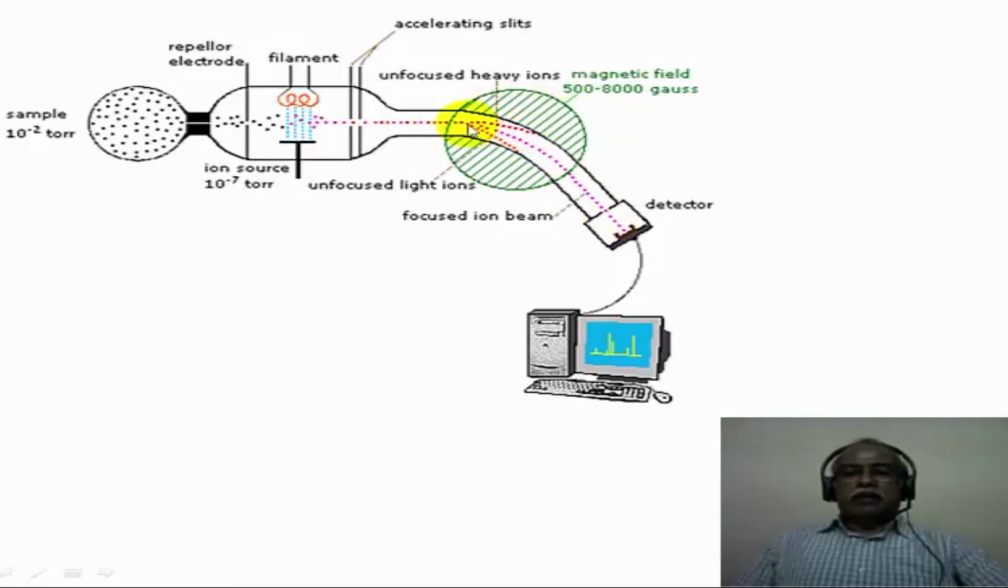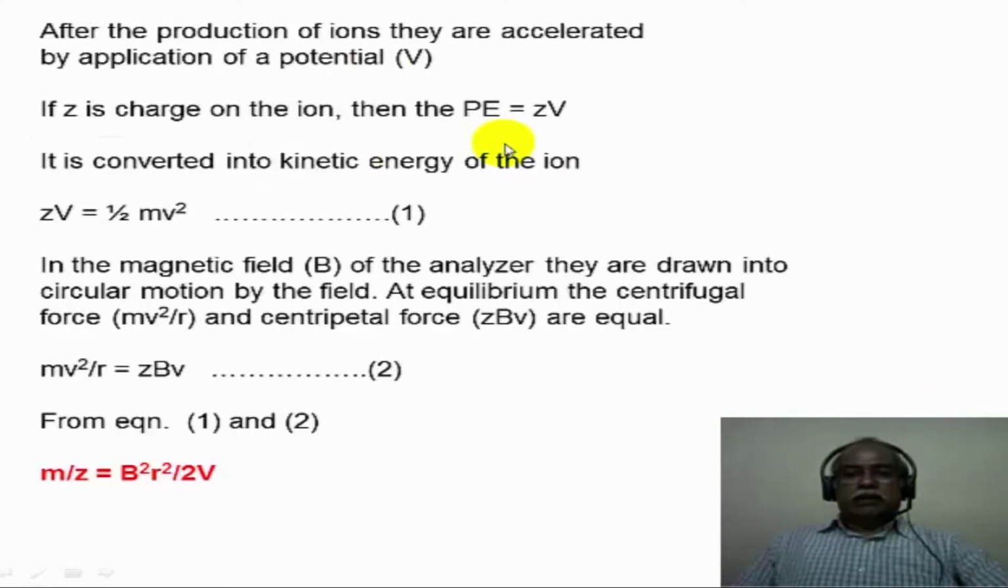Those heavy ions which have a larger curvature, for example, hit the wall on this particular side, and the lighter ions which have the lower curvature hit the wall on the other side of the tube. So only ions which have the M/Z ratio which matches with the curvature of the analyzer tube reach the detector, and get detected and fed into the computer to record a mass spectrum. Now we will look into the mechanism of the separation of the ions based on their M/Z value in the next slide.